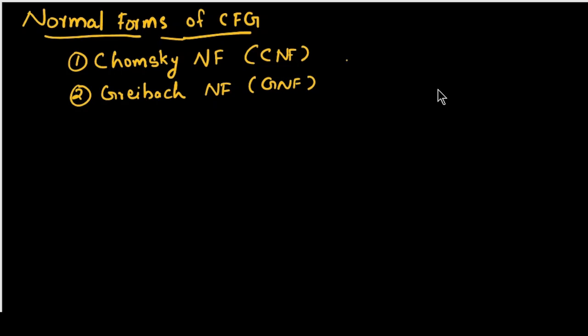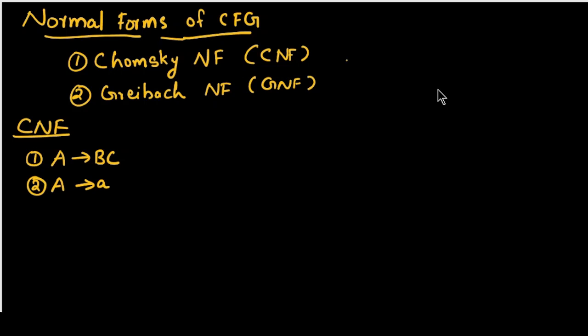The first normal form is Chomsky normal form, and its short form is CNF. The second normal form is Greibach normal form, and its short form is GNF. First of all, we can see what is CNF or Chomsky normal form. If all the productions in the CFG are of the form A gives BC or A gives a, then we can say that the grammar is in Chomsky normal form.